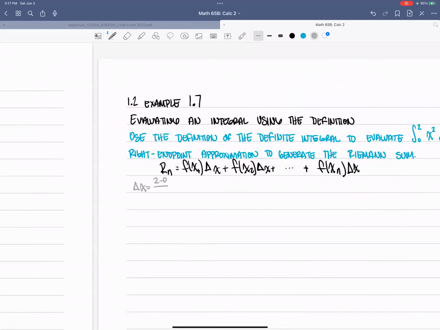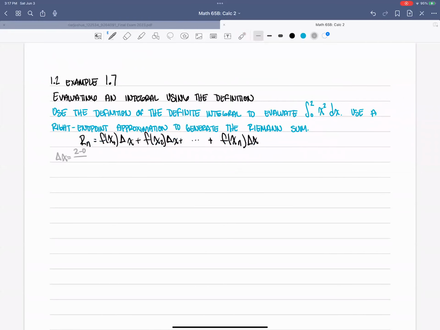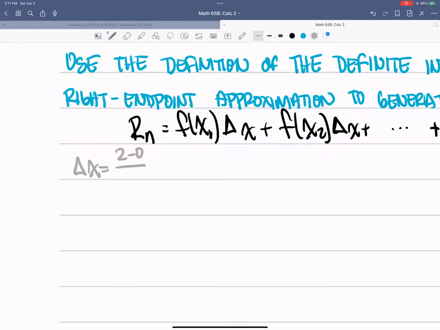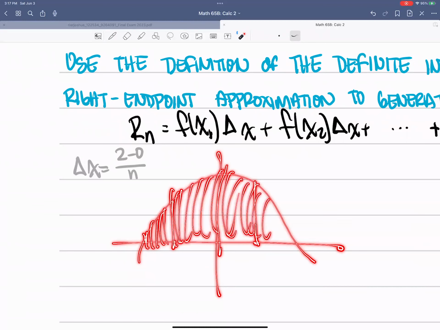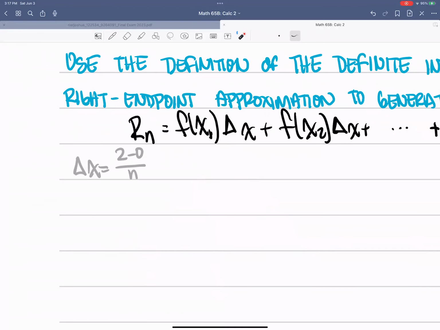And let's see, do we see n anywhere? Use the definition of definite integrals to evaluate this function. I don't see anything, so I'm going to assume that n is just some general number, or n might be infinity. Instead of breaking this up into a couple of pieces, we're breaking it up into an infinite amount of pieces. That makes a lot of sense because we're looking at smaller rectangles. All right, so we have that.